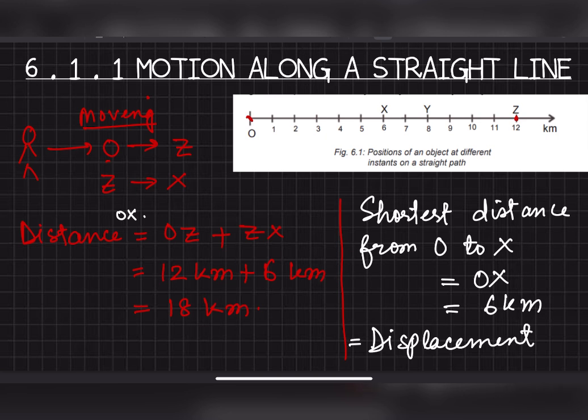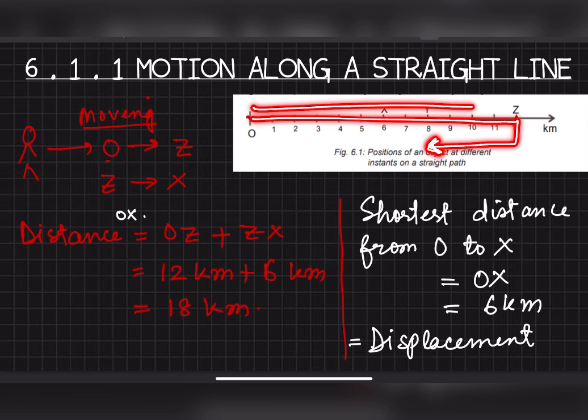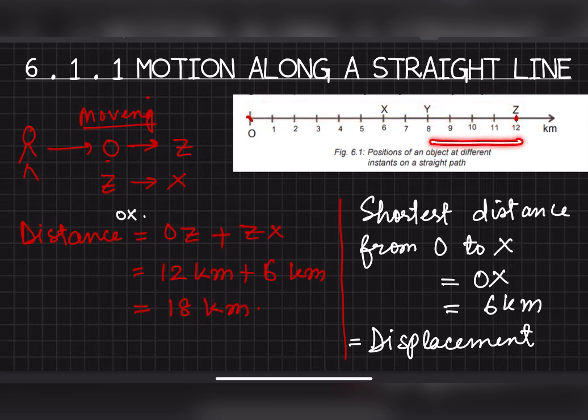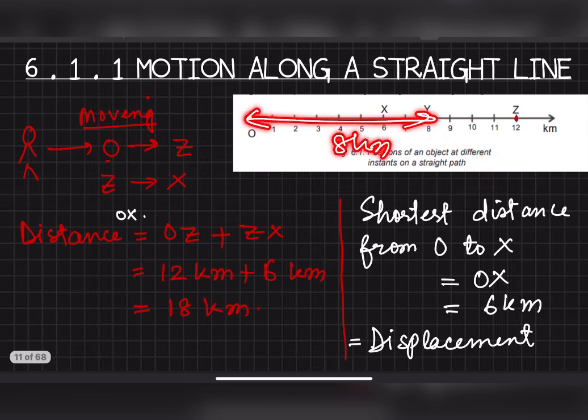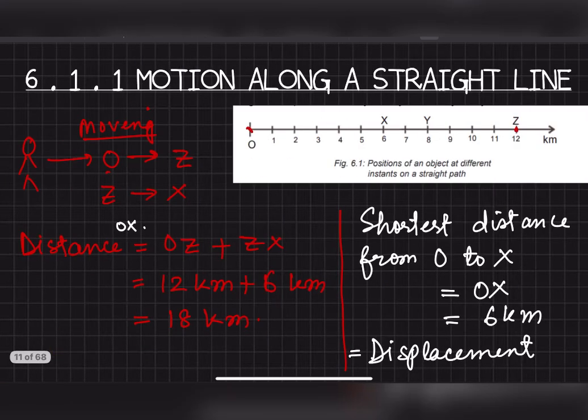I hope you are understanding my point. Let's discuss more. What will happen if I move from here till here? How much is the distance? 8 kilometer. How much is the displacement? Same, 8 kilometer. Let's say you're moving from here to here. How much is the distance? 12 kilometer. Displacement, 12 kilometer. Or let's say you're moving from here to here and come back here. How much is the distance? From here to here is 12 and from here to here is 4. 12 plus 4, 16. Displacement is from here to here, 8. I hope you're understanding. I hope it is not that complicated for you.